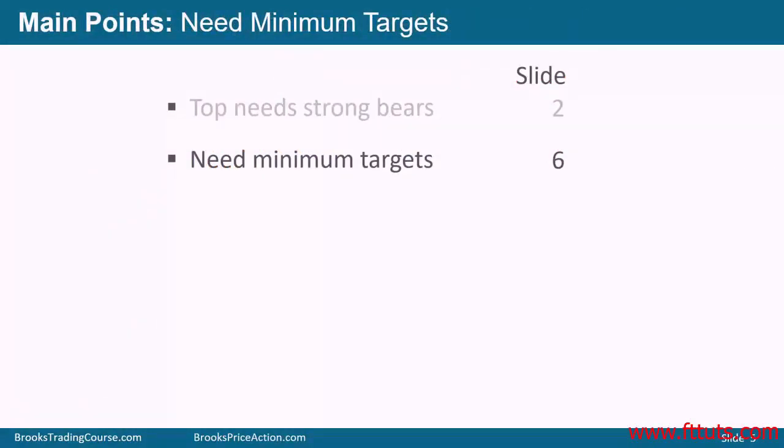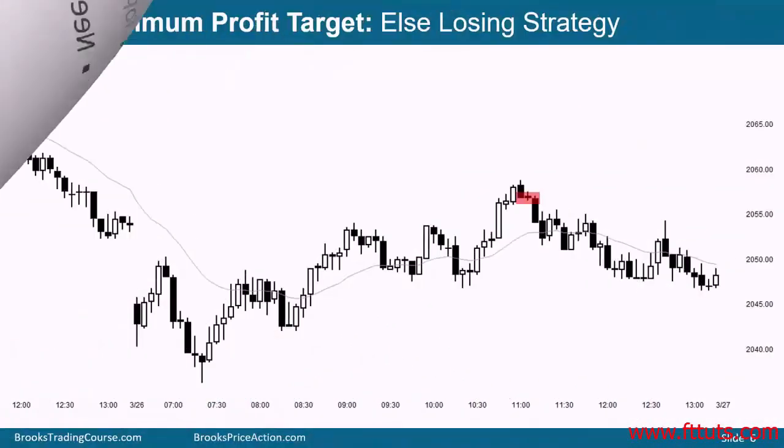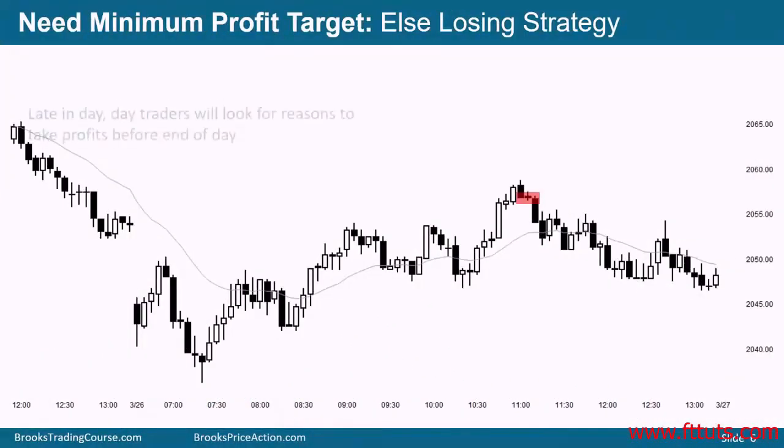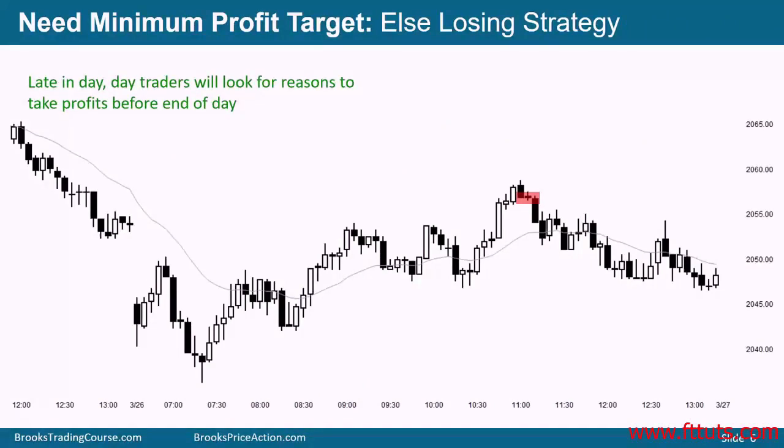Anytime you take a trade, you have to have a plan on how to take profits. I always operate with the idea of a minimum profit. What's the smallest profit that I need to have a positive trader's equation? What's the smallest profit that I can go for so that the math makes sense and I should take the trade? We're getting late in the day. Traders will look for reasons to take profits, especially since the rally is not particularly strong.